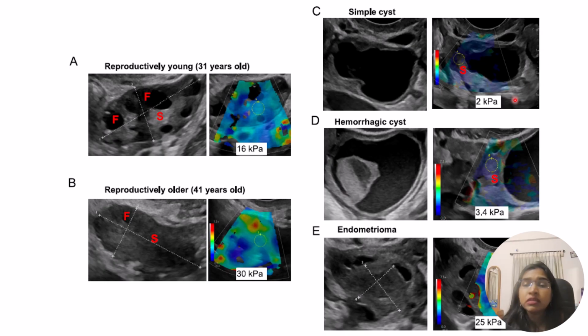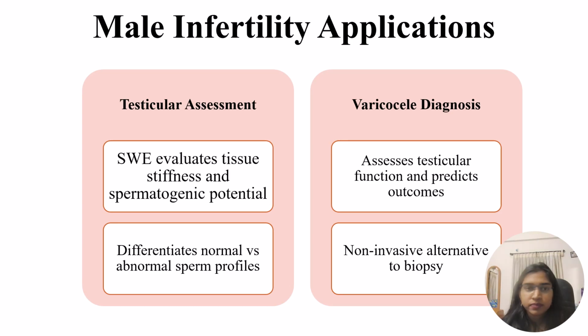Then this is the simple cyst. If it is a simple cyst, the tissue around it will be soft, so 2 kilopascal. In the hemorrhagic cyst also it is 3.4 kilopascal, so it means soft tissue. But endometriomas become hard, fibrosis occurs. So see here, the value is 25 kilopascal.